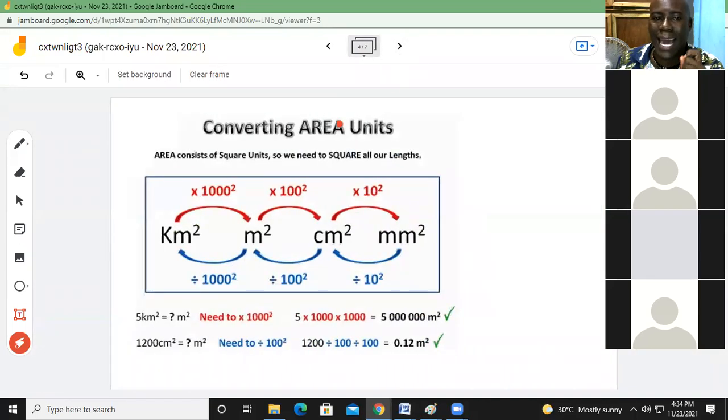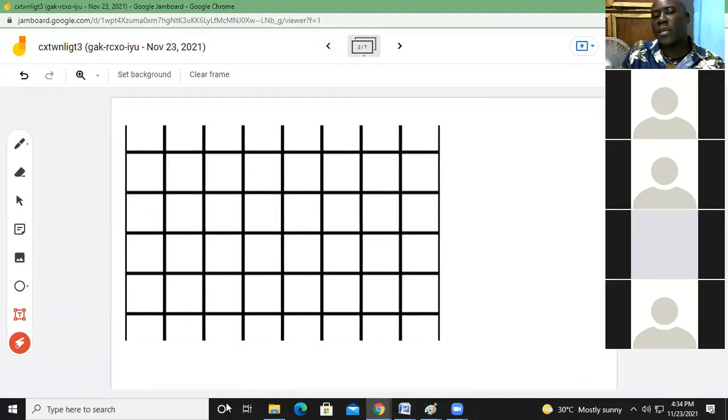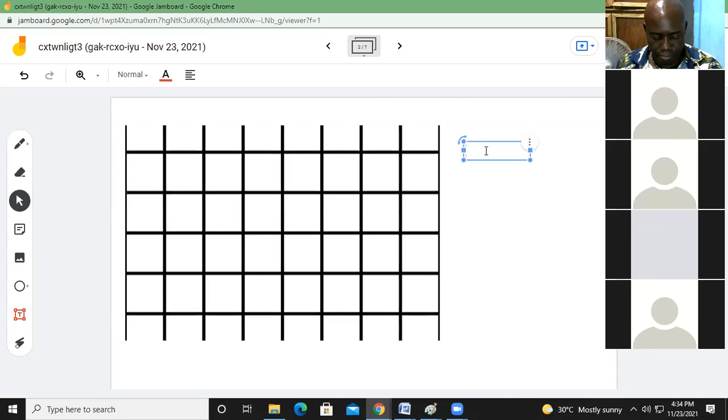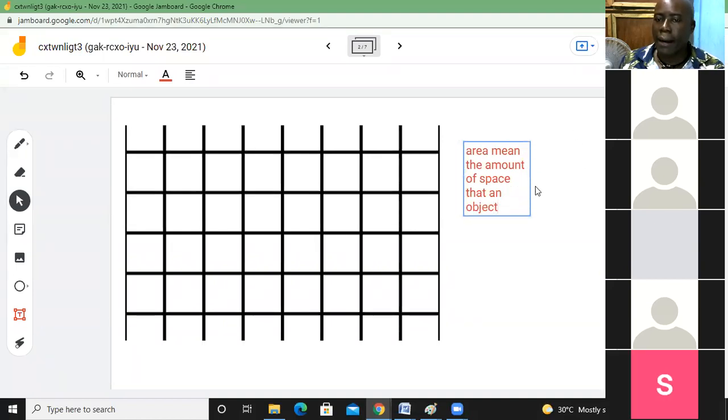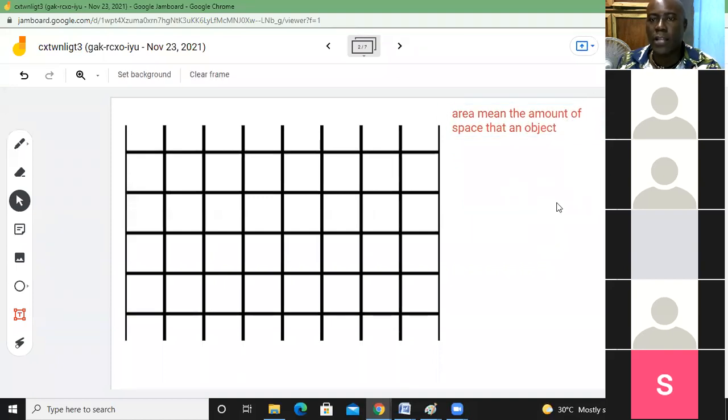So I'm going to try to introduce an idea to you. And it is converting area units. But before we go here, let's go right here. When we speak of area, the term area refers to what? Anybody want to tell me what they think area refers to? I think area means the amount of space that a shape takes up. All right. Area means the amount of space that an object takes up? That's what you said? Yes, sir. All right. I'm going to put your response there.